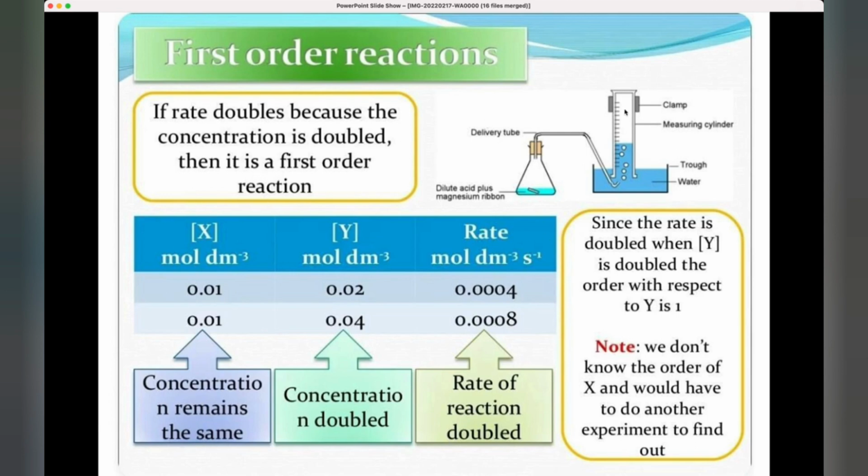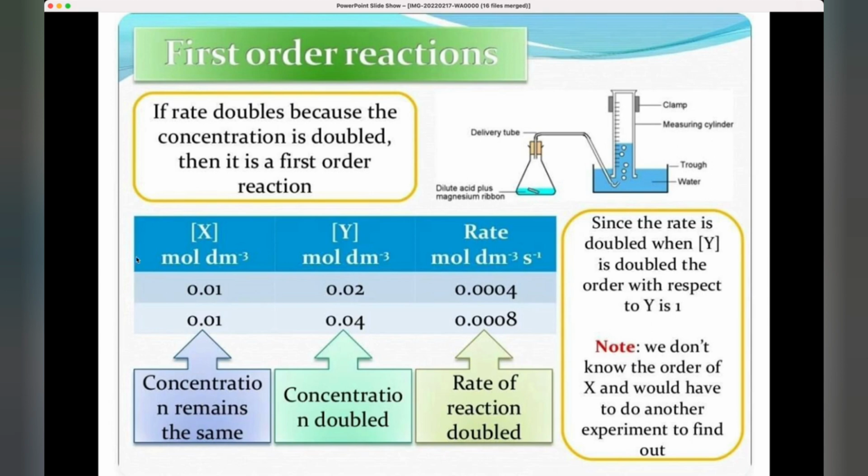You can see a reaction set up here with the trough having water in it, then the measuring cylinder, and the clamps are given here. We have a beaker containing dilute acid with the magnesium ribbon in it, and it is closed with a one-hole cork carrying a delivery tube.